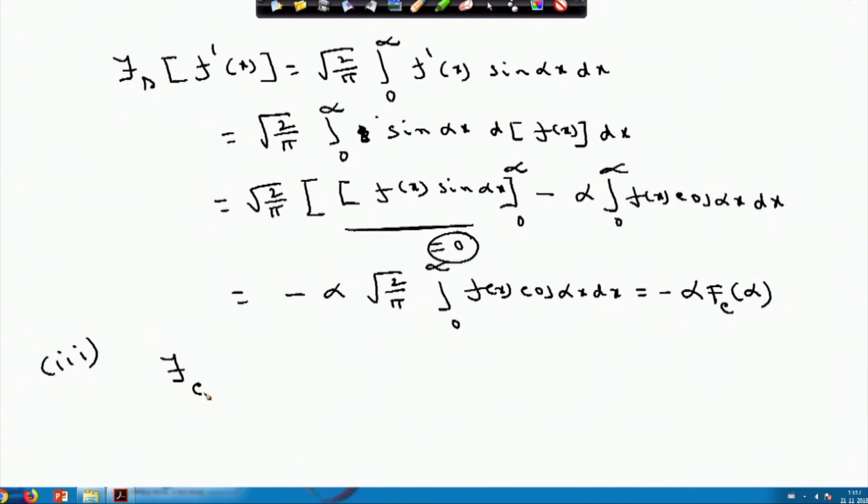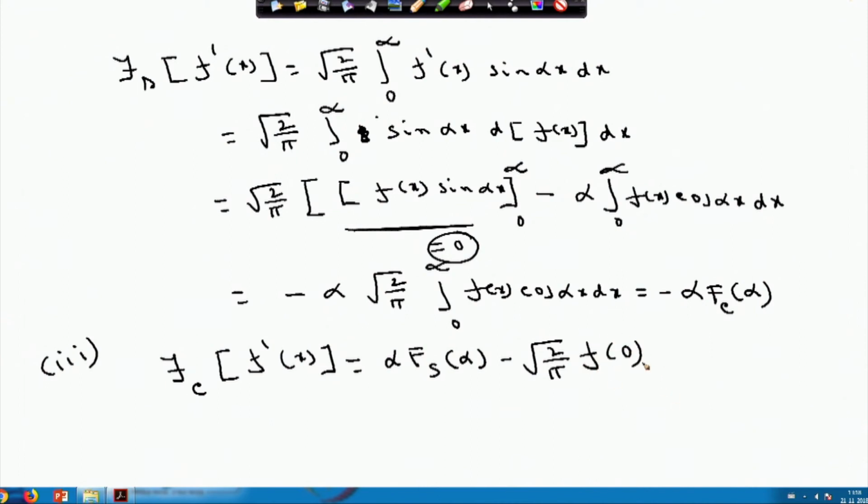In the same way, you can prove the Fourier cosine transform of f dash x. This equals alpha into the Fourier sine transform of alpha minus root over 2 by pi f of 0, because I don't know the value of f 0. In the same fashion, whatever way I have shown, you should prove it on your own. Of course, here again f x approaches 0 as x approaches infinity, and for that reason this value was 0.